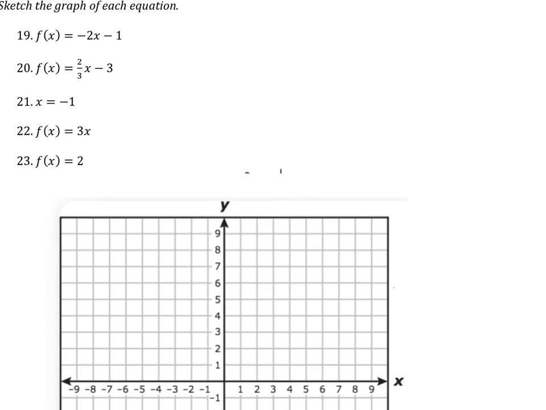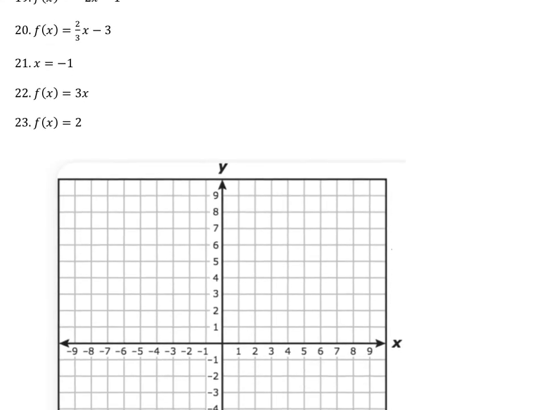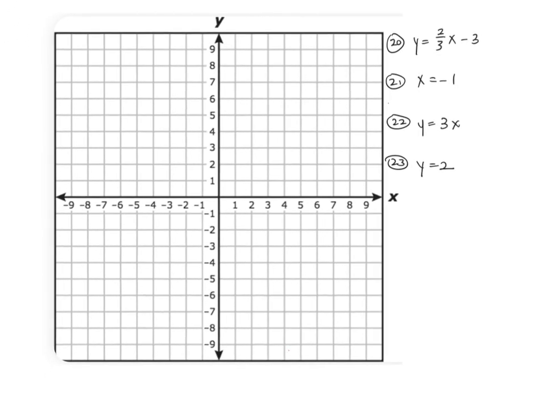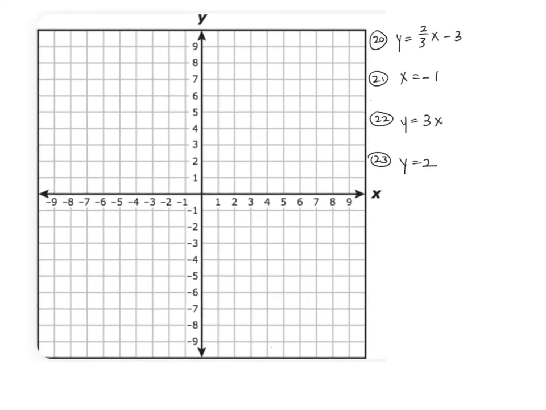So number 20 is, let's try to write these down over here so I can see them. Number 20 is y equals 2/3 x minus 3. 21 is x equals -1. 22 is y equals 3x. And 23 is y equals 2. Okay, so now that I have those, I can just scroll up and then keep it here so we can see the graph the whole time.